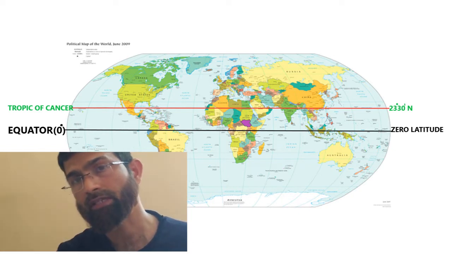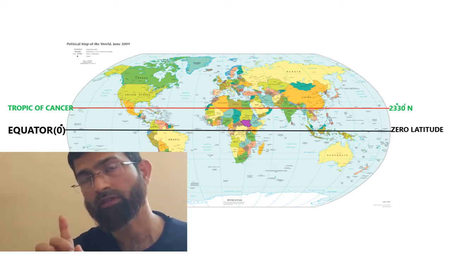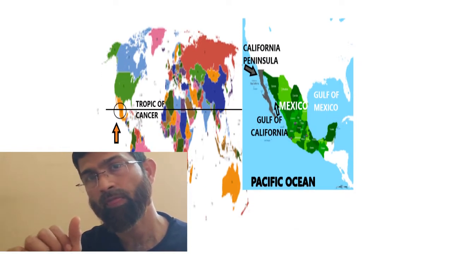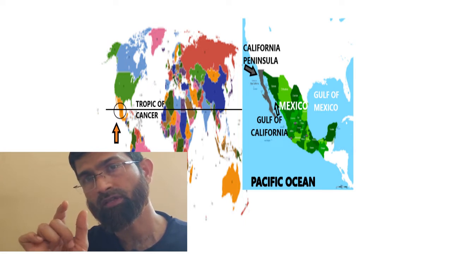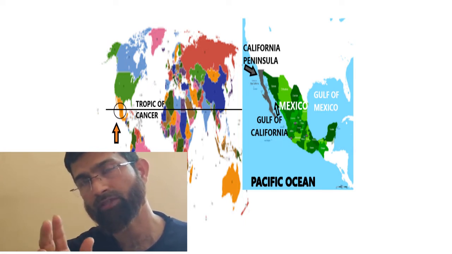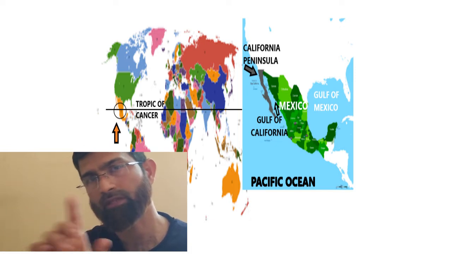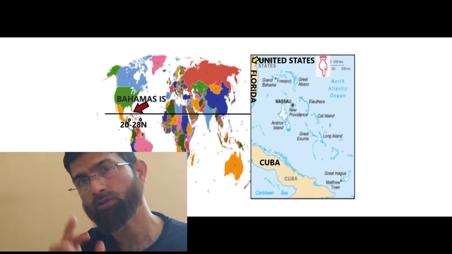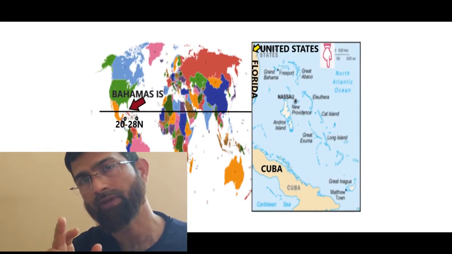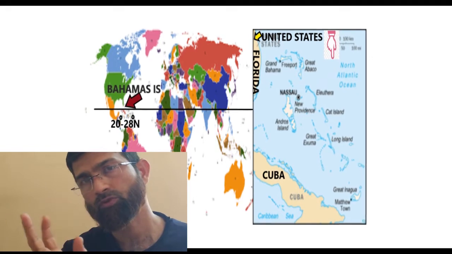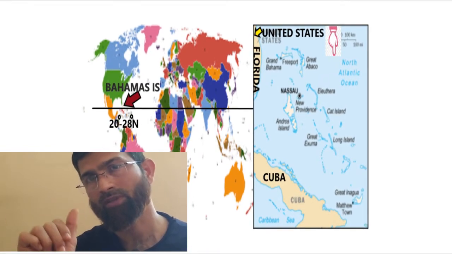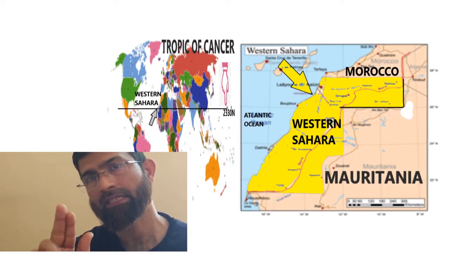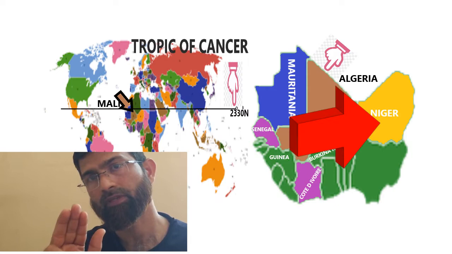Now you will see how many countries it goes through. First one, Baja California, or Gulf of California, and the mainland of Mexico, Gulf of Mexico. These all make one nation, okay? The next one, we go to the archipelago of Bahamas, okay? Next we go to the African continent: Western Sahara, Mauritania, Mali, Niger, okay?